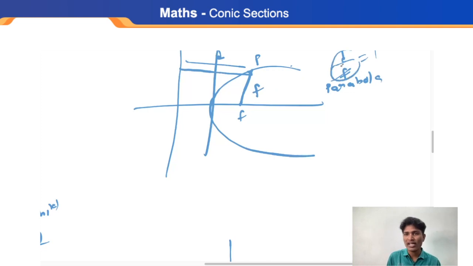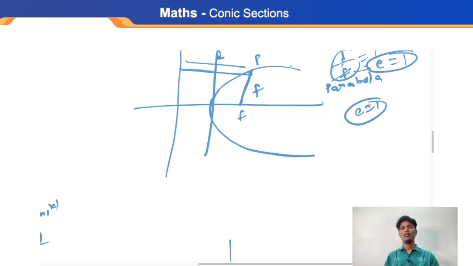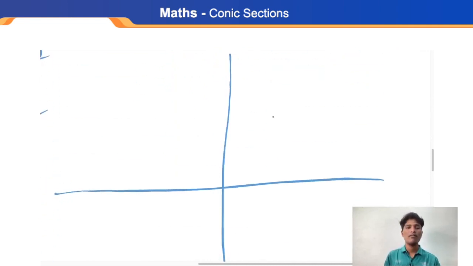And what is the ratio we are dealing with? It is called eccentricity. e is equal to 1. If e is equal to 1, it is called a parabola. That's it. And the parabolas are of 4 types.